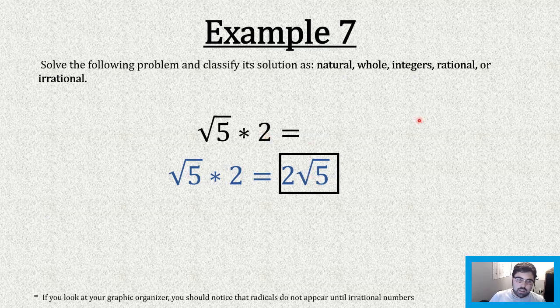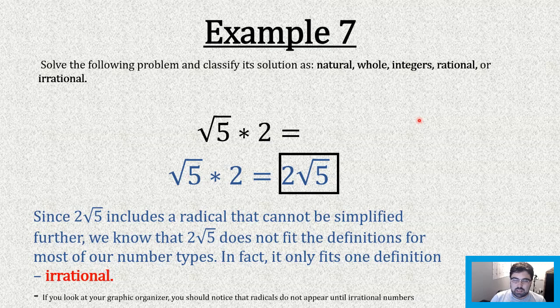Now, we're not done. You got to classify it. And this is just a nice little explanation for you. So since 2 square root of 5 includes a radical that cannot be simplified, meaning square root of 5 is done. You can't take the square root of 5, so you're stuck with it. We know that 2 square root of 5 does not fit the definitions for most of our number types. In fact, it only fits one definition, irrational.